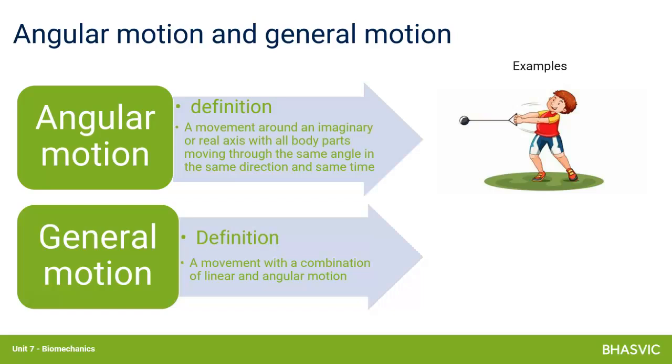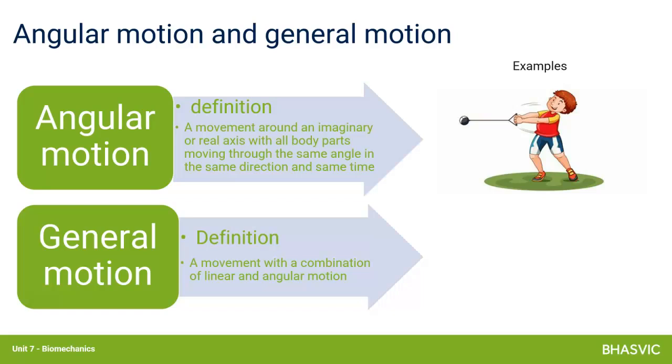Once the hammer is in motion, it has angular momentum, as it depends on the velocity of the spin and the radius. If there is a longer radius, there will be more angular momentum created. Another example of angular motion is a gymnast performing a somersault, as their body rotates around an imaginary axis through the center of gravity. As mentioned before, general motion is a combination of linear motion and angular motion.